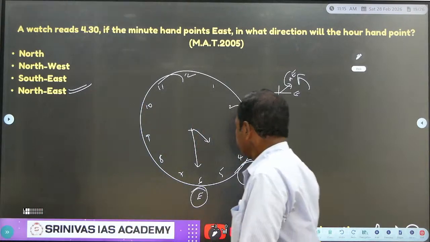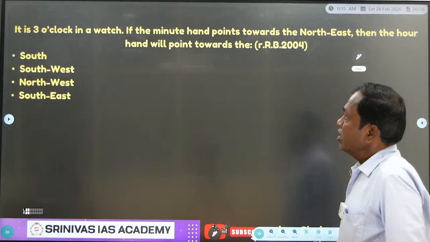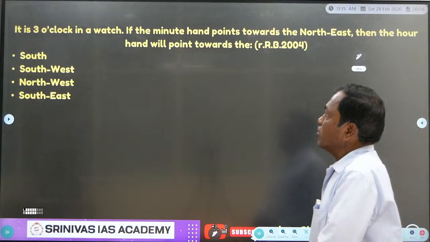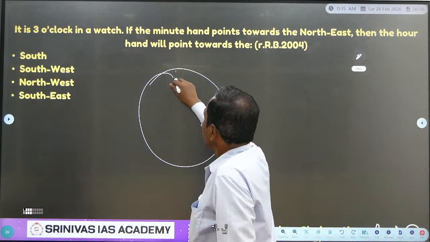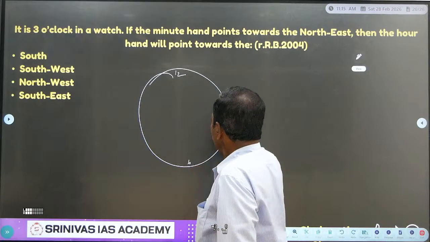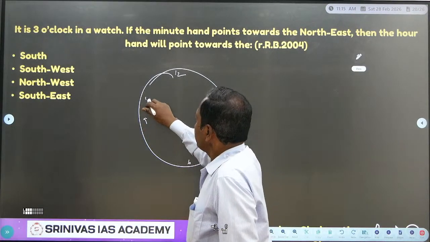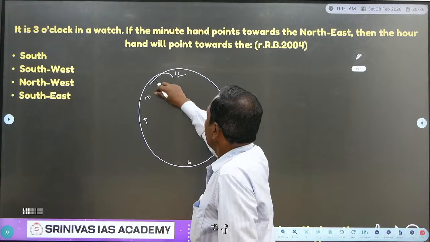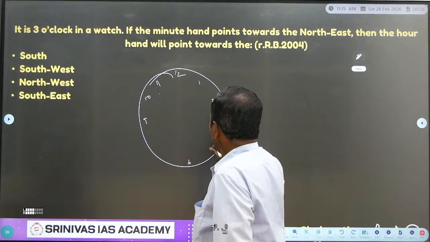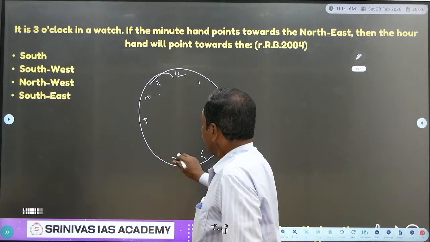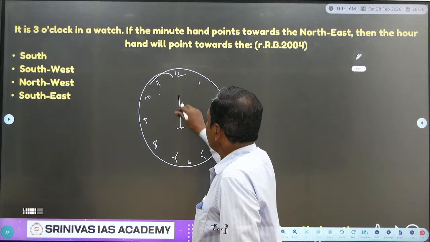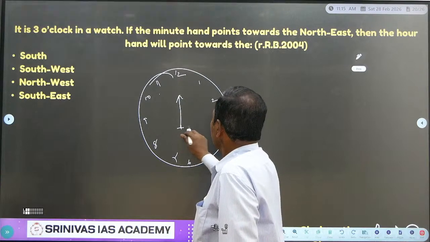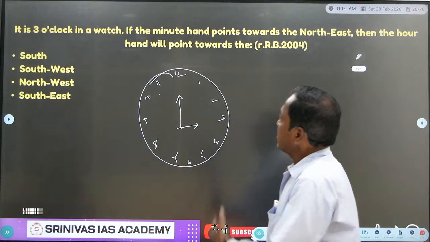Northeast, like. Now, it is 3 o'clock in a watch. 12, 6, this is 3, this is 9, 10, 11, 1, 2, 4, 5, 7, 8. At 3 o'clock in a watch, the minute hand will show like, so I think a 90 degree angle.